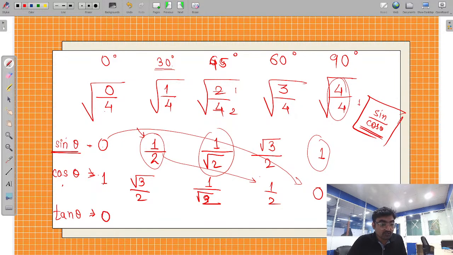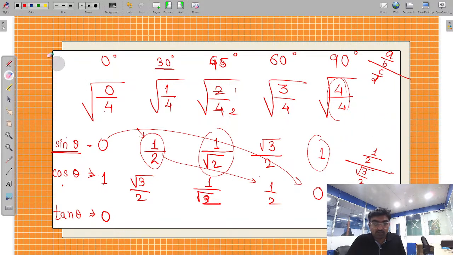0 upon 1 is going to be 0. Okay, then 1 by 2 upon root 3 by 2. Let's do that. 1 by 2 upon root 3 by 2. Okay, how will you do it? Do you remember what we do in the case of A upon B upon C upon D? Does anybody remember this? Okay, fine, simple. Just remember that it is A upon B into D upon C, right? Because what we are doing here is dividing A by B by C by D.